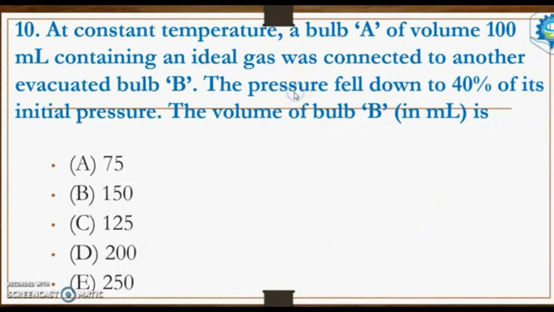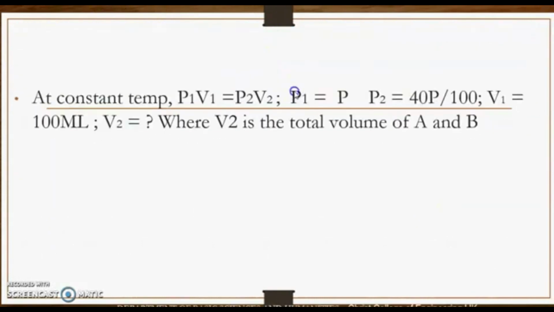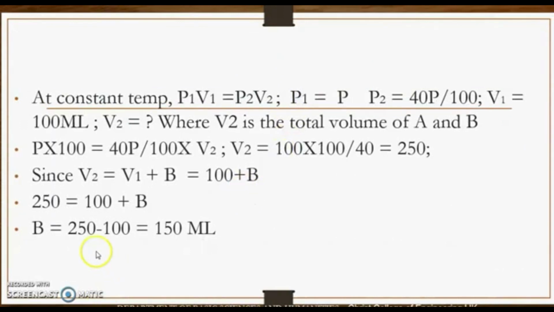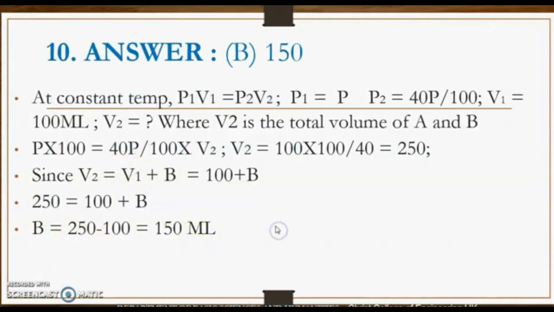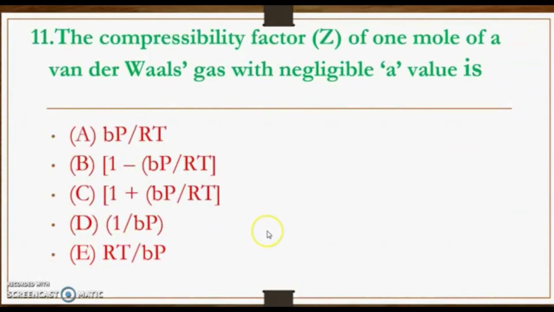Therefore, we have to work out the problem like this. So 100 ml is V1. P1 is equal to P, P2 is equal to 40% of P. Then P1 V1 is equal to P2 V2, and you will get V2 as 250. This includes the original initial volume of 100. Therefore, the answer is 150 ml. Okay, thank you. Next one.